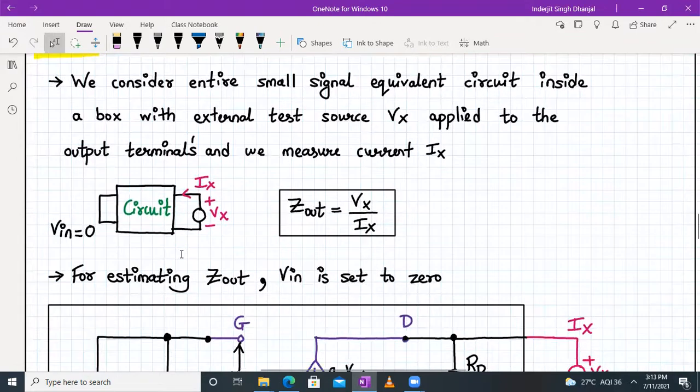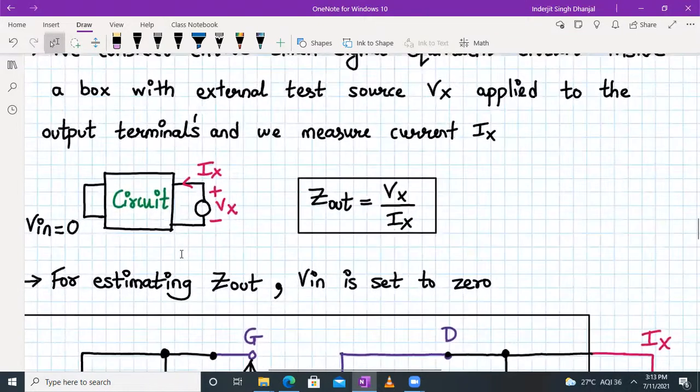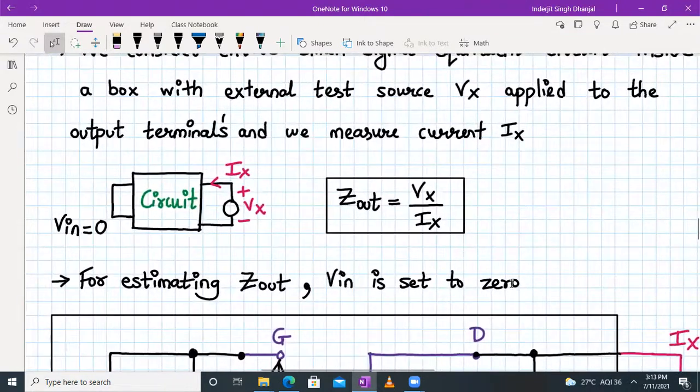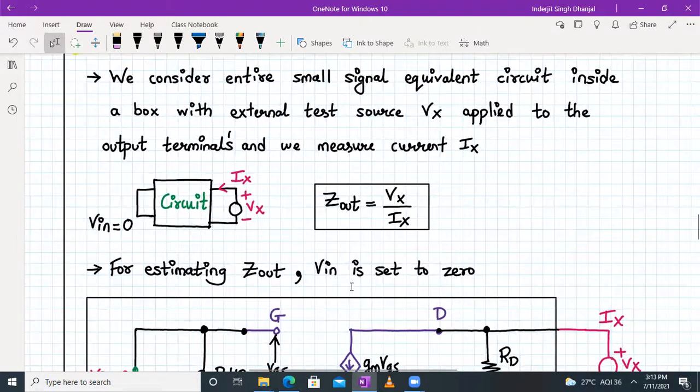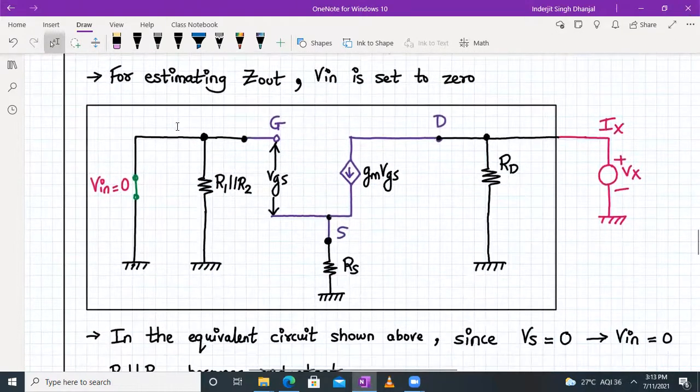Now, a very important point. For estimating Z out, your V in has to be set to 0. Remember, for estimating Z out, V in has to be set to 0. So let's put the entire small signal equivalent circuit inside the box with V in equal to 0, and at the output terminal, replace your V out by a test source Vx and pass a current Ix to it.